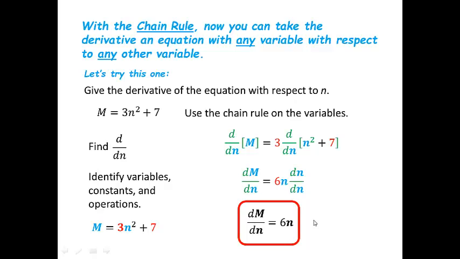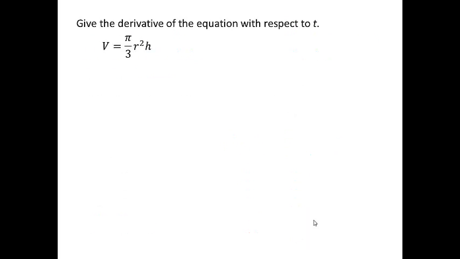Okay. Let's try one that's a little bit more complicated. Okay, give the derivative of the equation with respect to t. So now we're going to figure out how this thing changes with t. And this doesn't matter in this problem here, but t usually represents time. So if we're doing this, we're probably trying to figure out how does the volume of this thing here change with respect to time.